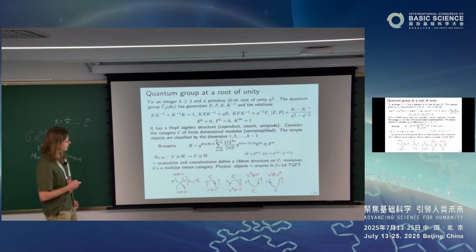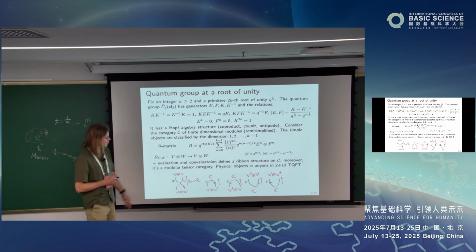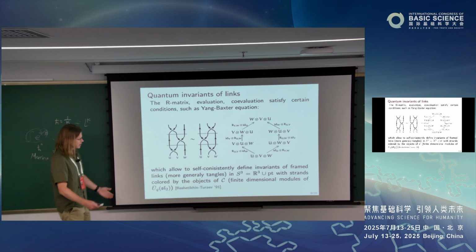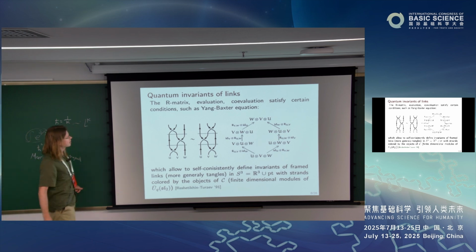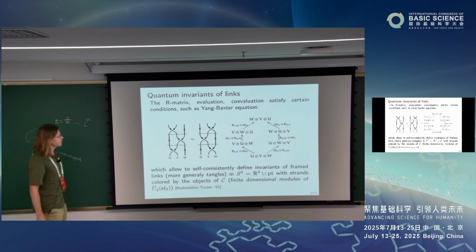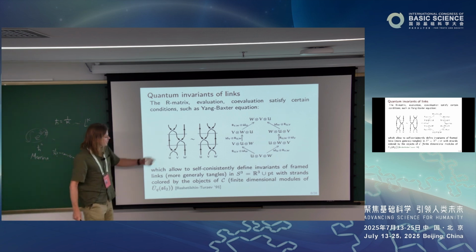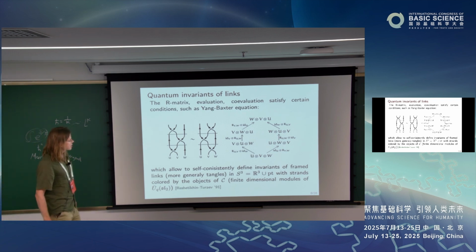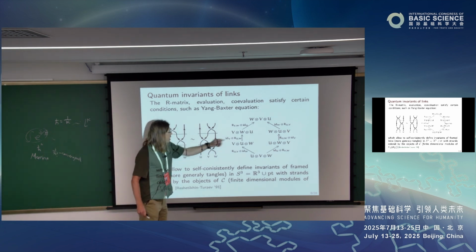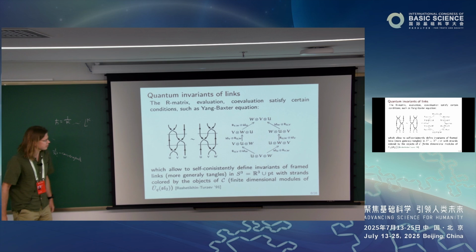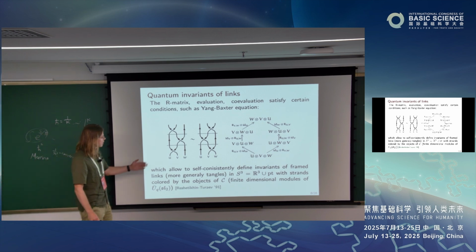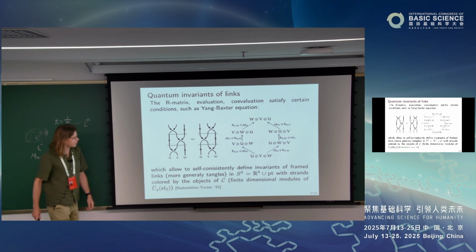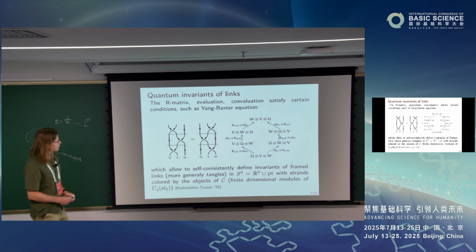And of course, the morphisms associated with basic building blocks should satisfy some relations in order to get self-consistently defined invariants of links and more general tangles. One of the most important conditions is this Yang-Baxter equation on the R matrix. Here by R, I mean the R which was on the previous slide, composed with a permutation. In particular, if you want to have invariance under the Reidemeister move, we need this equation on the R matrix.